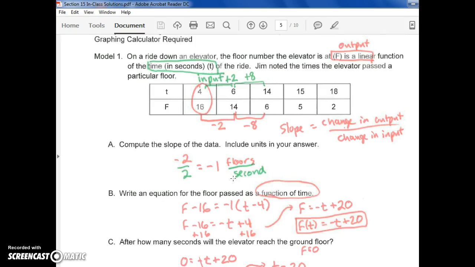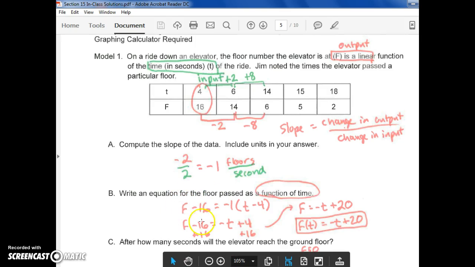In part B, we're asked to write an equation for the floor pass as a function of time. So again, the floor pass is the output, the time is the input. Now again, with y minus y1 equals m times x minus x1, the y's were the outputs and the x's were the inputs. We're going to follow the same structure for this equation. Since f is the output, we're going to start it over here. Because t is the input, we're going to end with it over here.